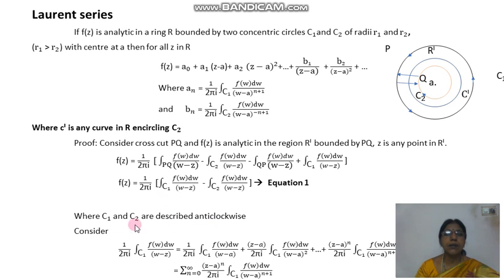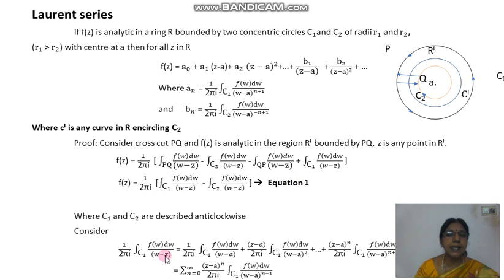Here C1, C2 described anticlockwise. Now you see this 1 by 2 pi I integral over c1 f of w dw by w minus z. I am taking the first integral in equation 1.